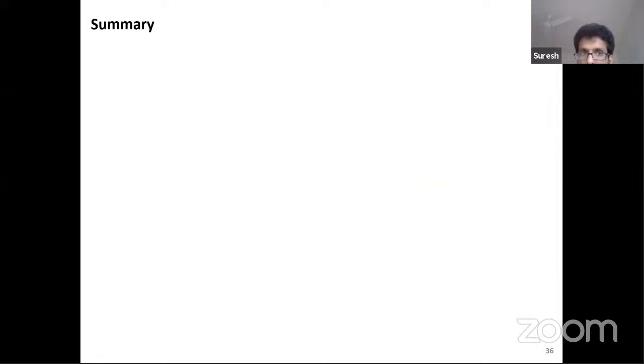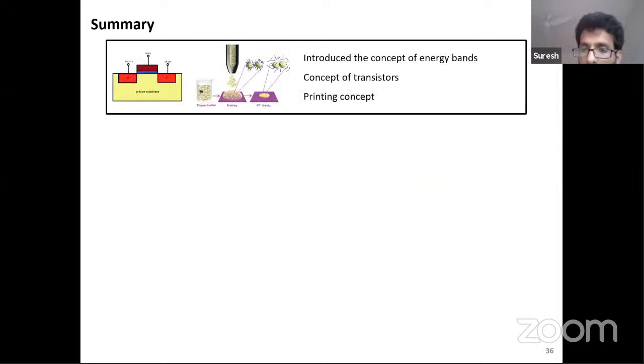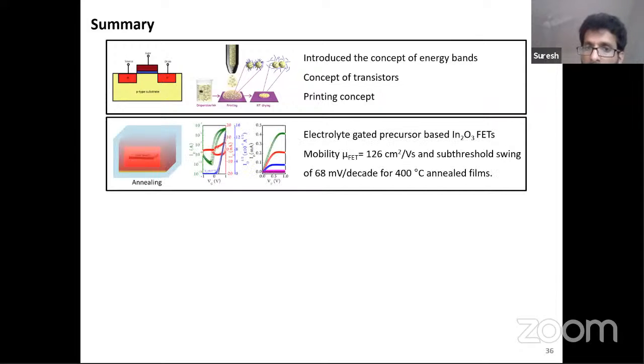Just to summarize my talk, I introduced the concept of transistors and also discussed the concept of printing, how we can use it for printing different materials and making different devices. In this work, I made transistors. In case of precursor-based transistors, I have used high temperature precursors which are annealed at 300 degrees centigrade and 400 degrees centigrade, where we can get higher performances.